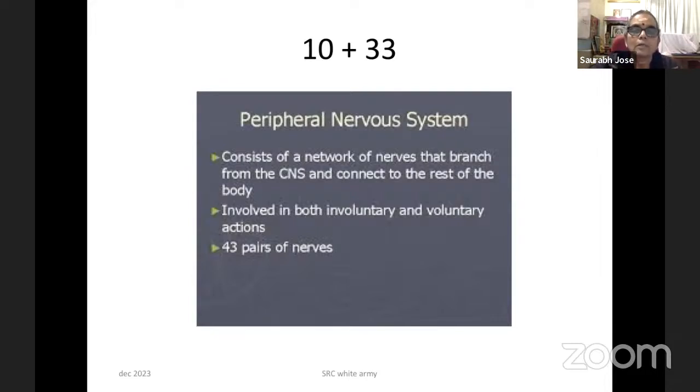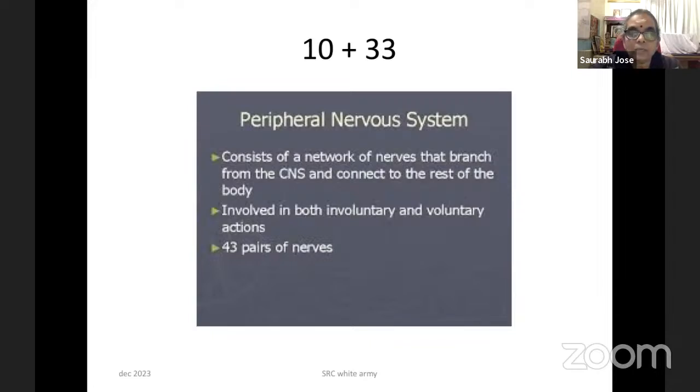Okay. So, as I told, it is the lower 10 cranial nerves and all the spinal nerves. It consists of a network of nerves that branch from the central nervous system and connect to the rest of the body. They come from the central nervous system and branch, form plexuses, roots, trunks, and connect to all parts of the body. It is involved in both involuntary and voluntary actions, and they form 43 pairs.